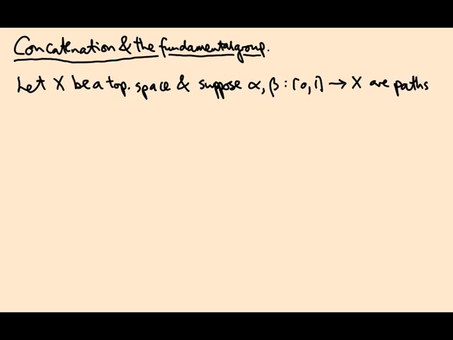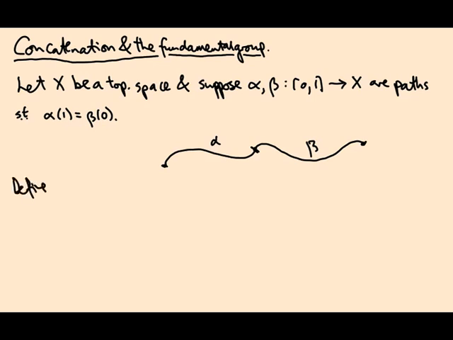Such that alpha at time 1 equals beta at time 0. Alpha does this, stops somewhere, and then beta continues from the same point. So this is the point where one starts and the other takes over. So we can define a new path, which is the concatenation of these two.